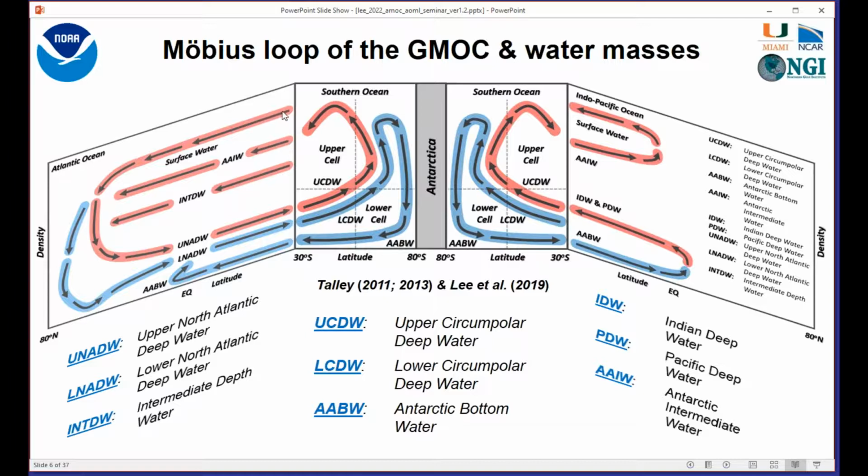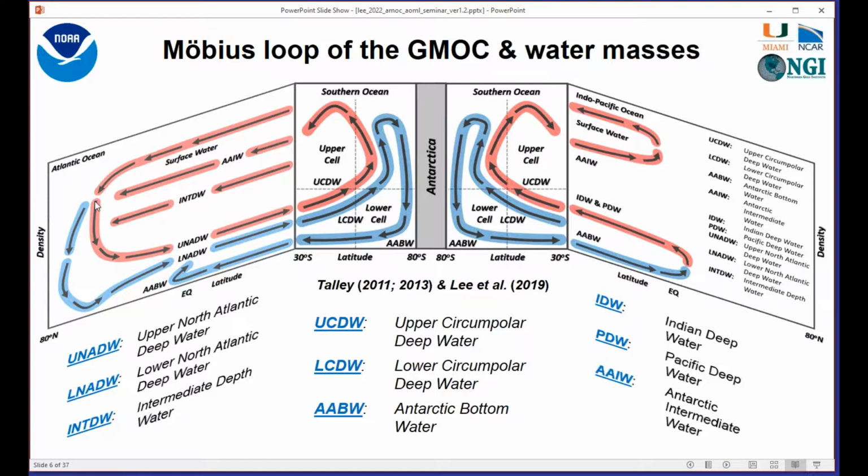So let's start from the surface ocean. There's warm water coming from the Indian Ocean, Southern Ocean, and Pacific Ocean. They enter into the South Atlantic Ocean, are carried to the North Atlantic, and then to the deep water formation. There, the upper North Atlantic deep water is formed.